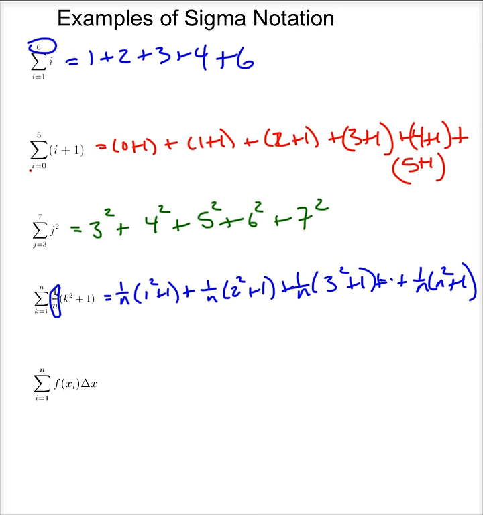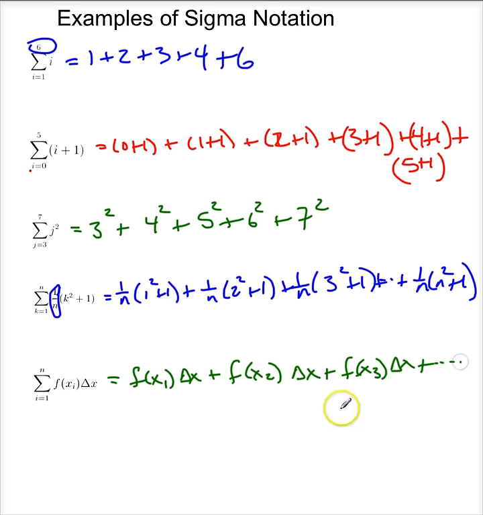Suppose I want something like this. The sum as i goes from 1 to n of f of x sub i times delta x. Same thing. This is going to be f evaluated at the first point times delta x, plus f evaluated at the second point times delta x, plus f evaluated at the third point times delta x, plus until we get to the nth term.